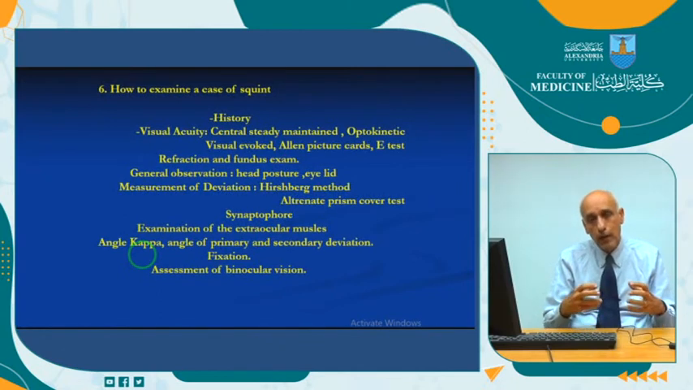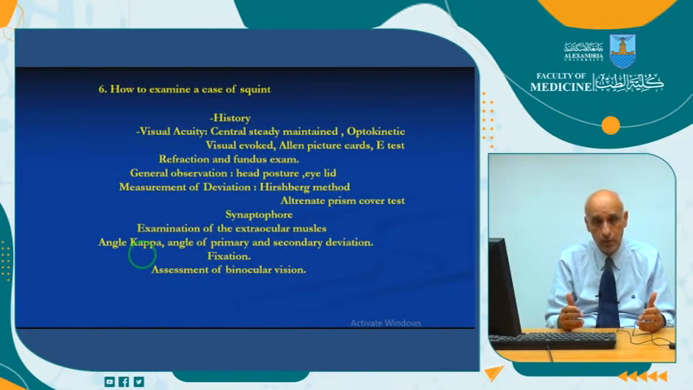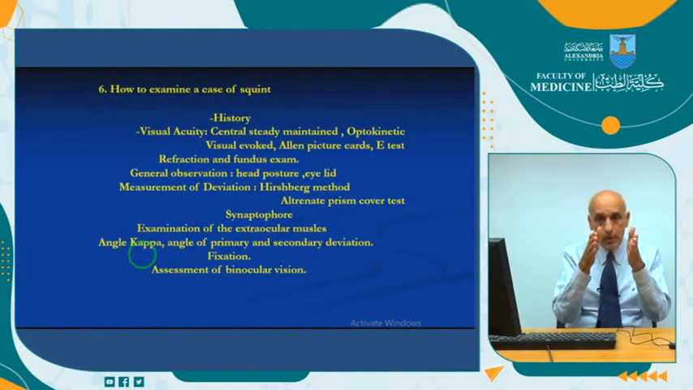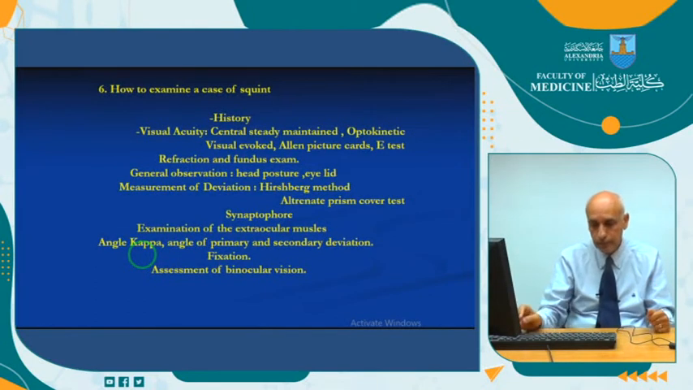So there are some steps to examine a case of squint. Whenever you have a child you are suspecting is normal or abnormal, you have to look first straight to his eye and see if his eye is normal or not. That means he's looking straight at you or not.